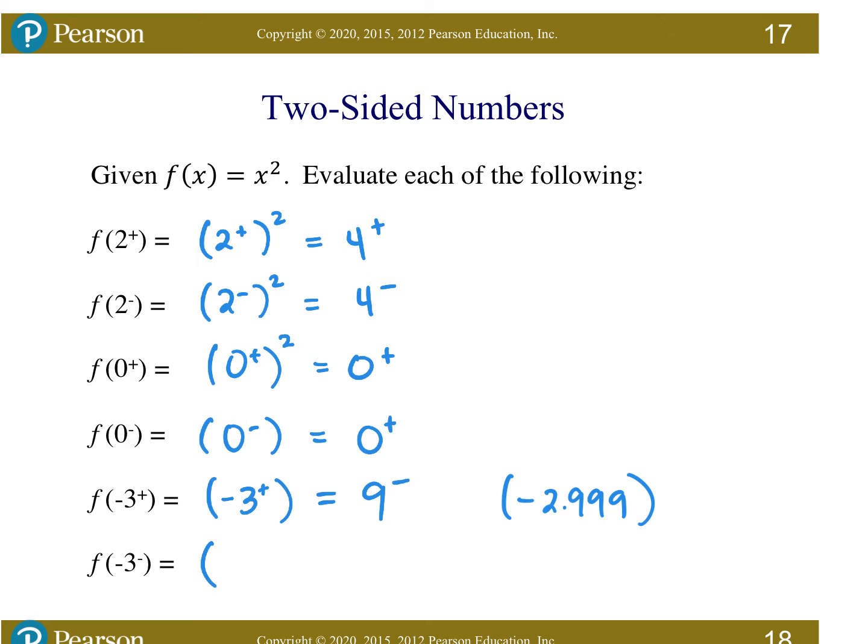The reverse happens when you do negative 3 minus. Okay, so again, what is negative 3 minus? An actual value that would be to the left side of negative 3 is negative 3.001. It's farther down the number line to the left. And if I square that, I still end up on 9, but on which side of 9? I end up on the plus side of 9 that time.